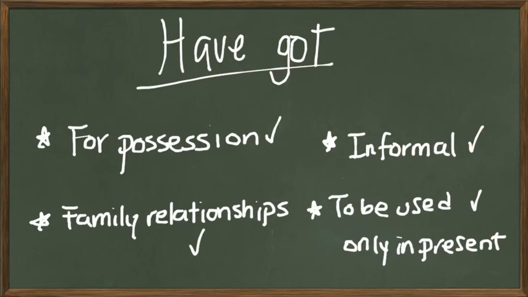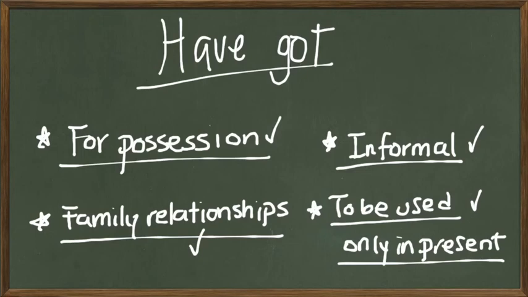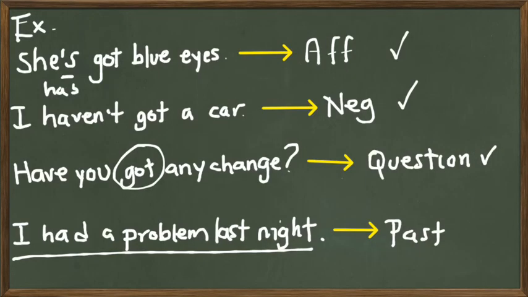The expression have got is for possession, to express also family relationships. It's a little bit informal, and it can only be used in the present form. Example: she's got blue eyes, meaning she has blue eyes. I haven't got a car, meaning I don't have a car. Have you got any change, meaning do you have any change? Past: I had a problem. There's no other way to say that for now.